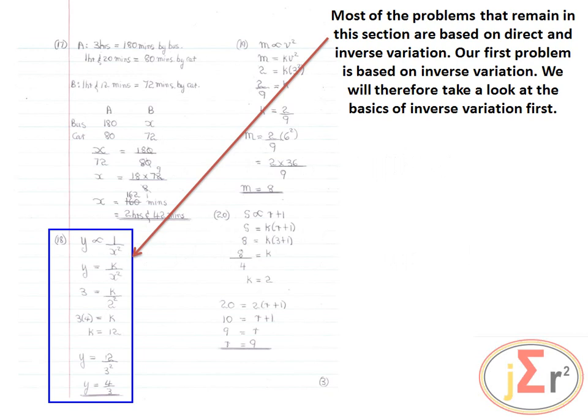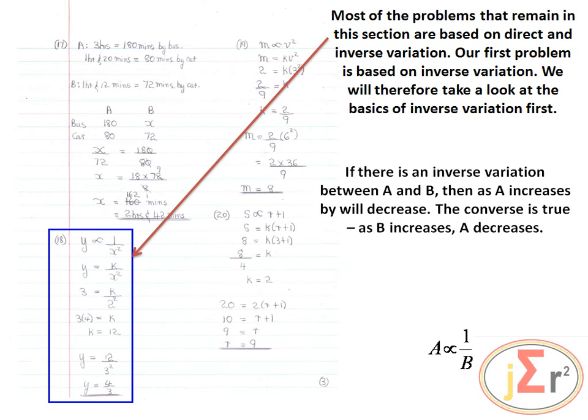Most of the problems that remain in this section are based on direct and inverse variation. Our first problem is based on inverse variation. We will therefore take a look at the basics of inverse variation. First, if there is an inverse variation between A and B, then as A increases, B will decrease.